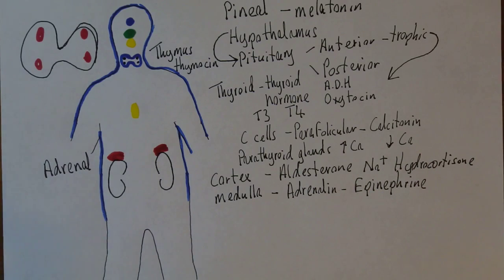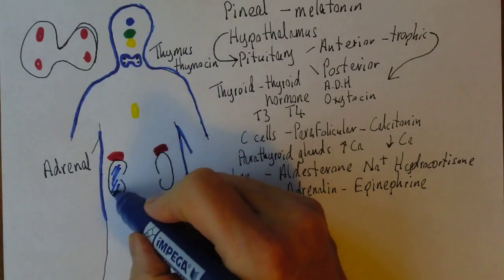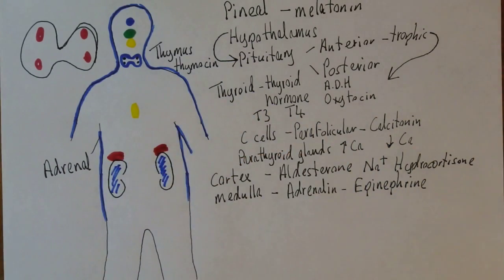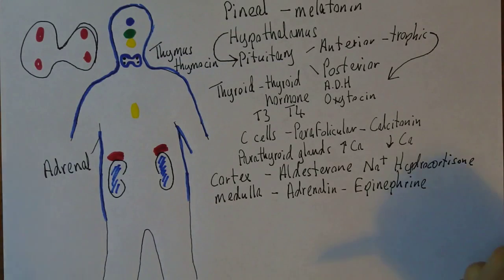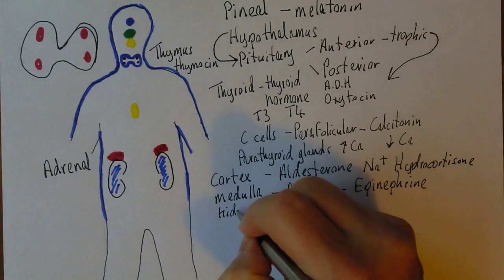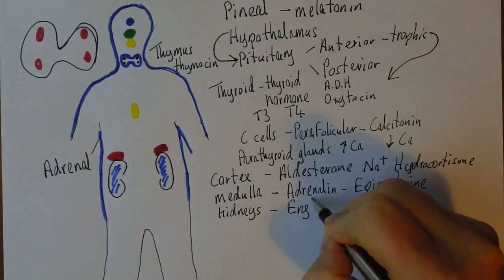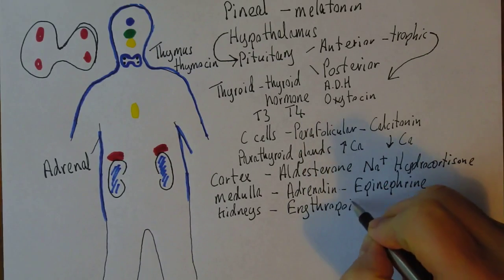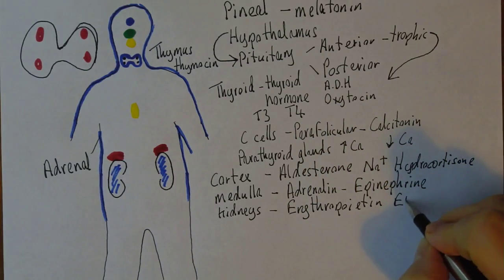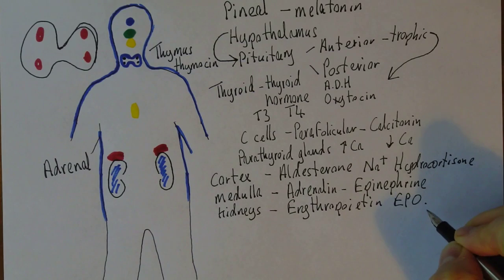Now, going on down, the kidneys themselves are endocrine. The kidneys are endocrine glands. So the kidneys, for example, one of the hormones they produce is called erythropoietin, EPO. And that will stimulate the red bone marrow to produce red blood cells. You might have heard of unethical athletes who've cheated by injecting themselves with EPO injections to boost their red cell masses.